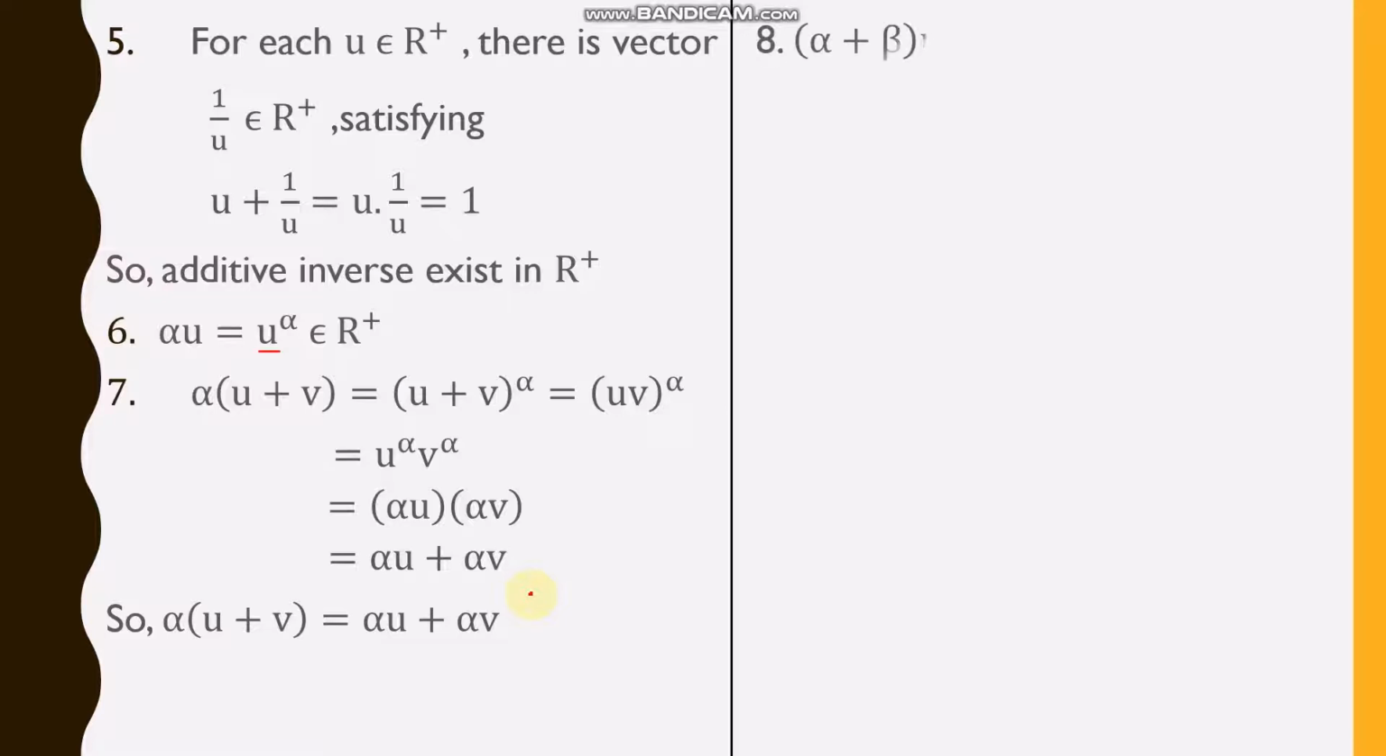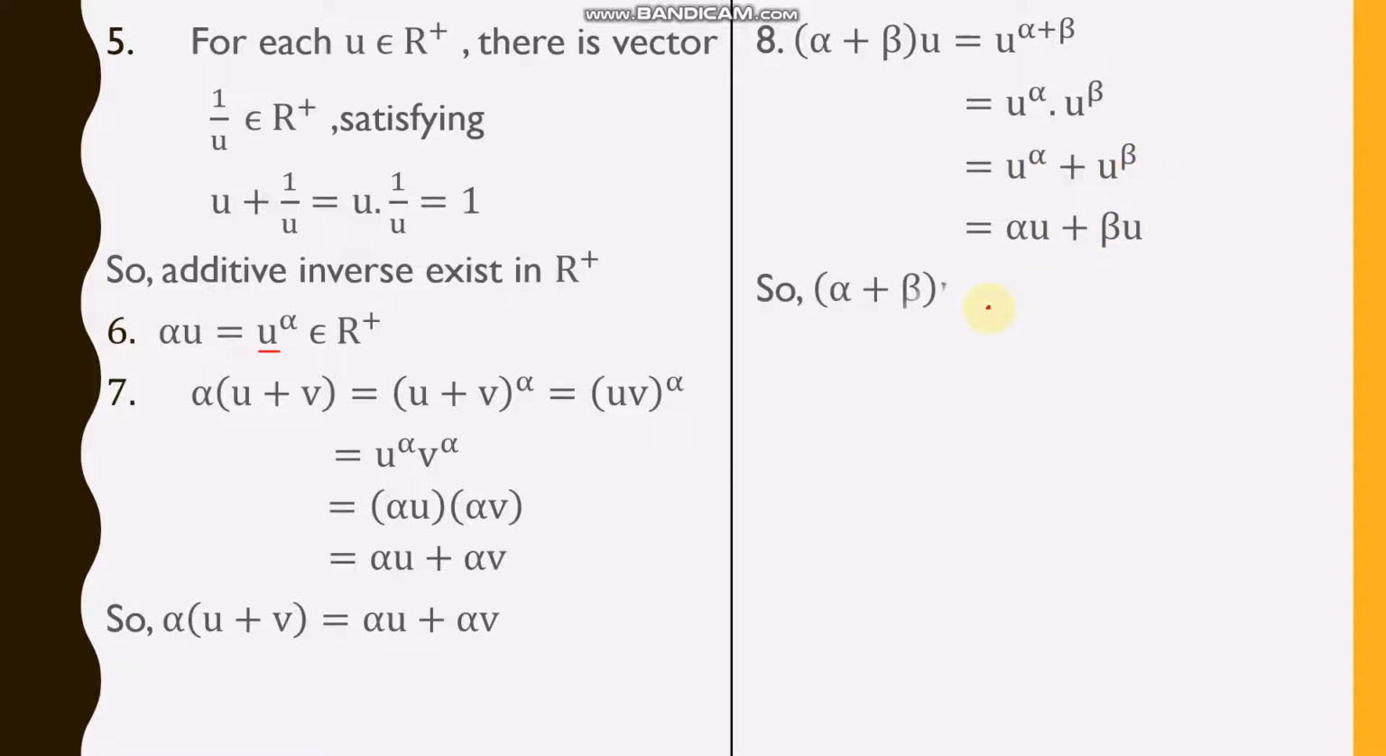Next distributive law. Now here we are taking two scalars, alpha and beta times u. So this is u to the power alpha plus beta. So it is u to the power alpha into u to the power beta. So it can be written as u to the power alpha plus u to the power beta, because multiplication is there, here it can be changed into addition. Then this can be written as alpha u and the other one can be written as beta u. So alpha plus beta times u is equal to alpha u plus beta u. So 8th property is also satisfied.